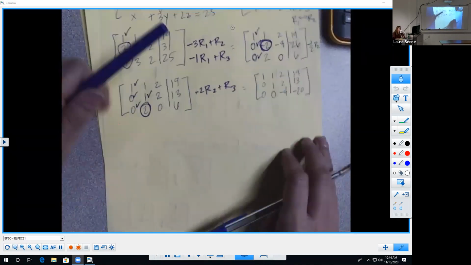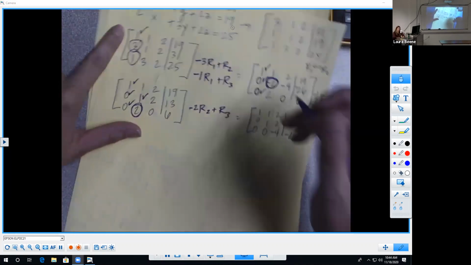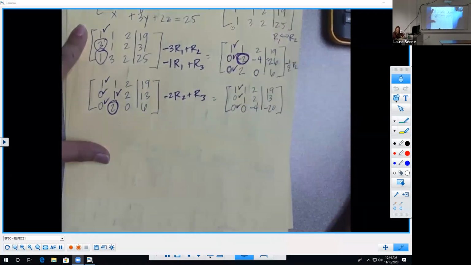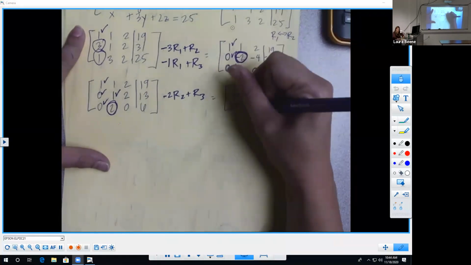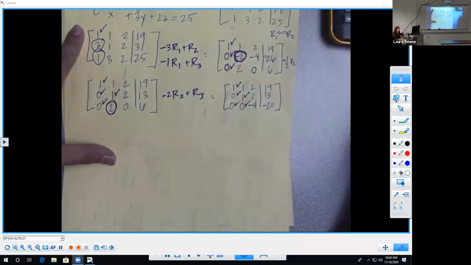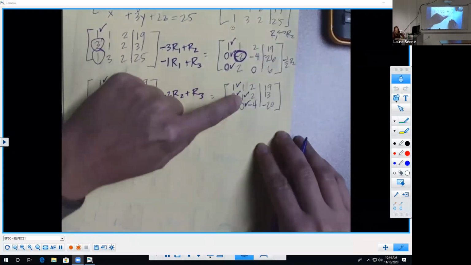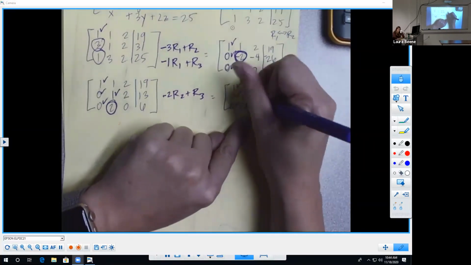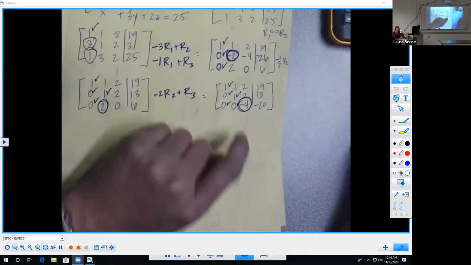So close to being done at this point. Column 1's good, 1, 0, 0. Column 2 is good. It needed a 1 and a 0 at the bottom. Last thing on my diagonal, I have 1, 1. This one needs to turn into a 1. How am I going to turn that -4 into a 1?